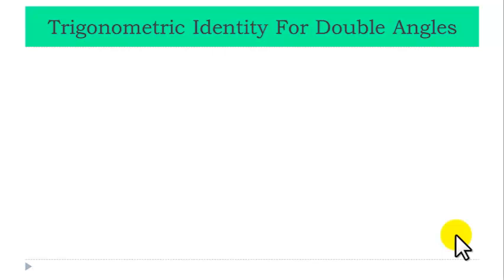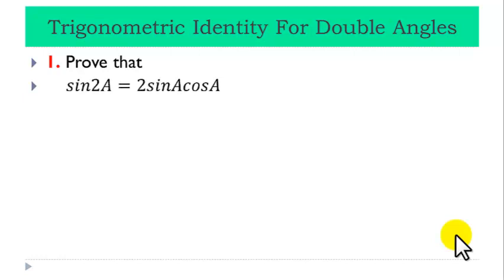Trigonometric identity for double angles. 1. Prove that sin 2a is equal to 2 sin a cos a.